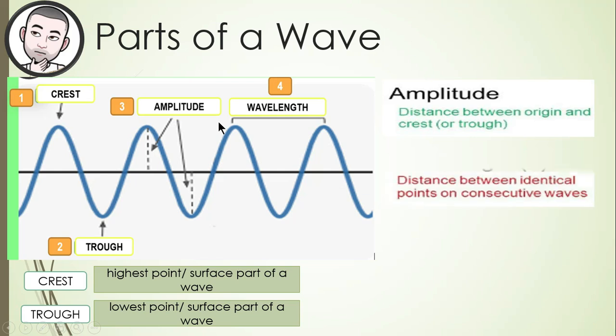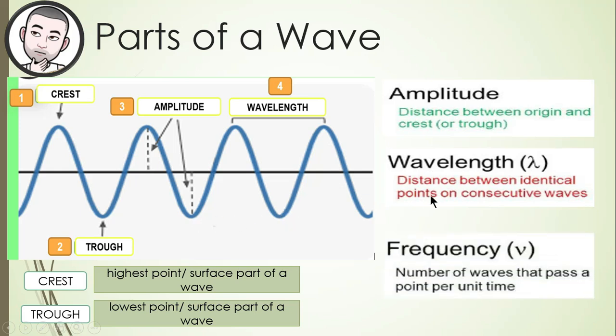Another one is what we call wavelength. Wavelength is the distance between identical points on consecutive waves. So this is the crest. From this crest to the other crest, that is what we call wavelength. Wavelength can also be found here from this trough going to this trough. That is also what we call wavelength.